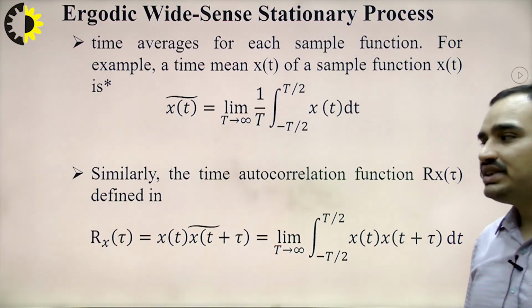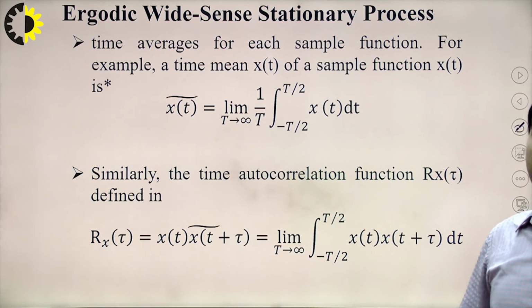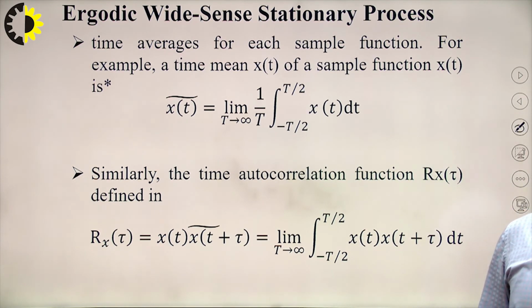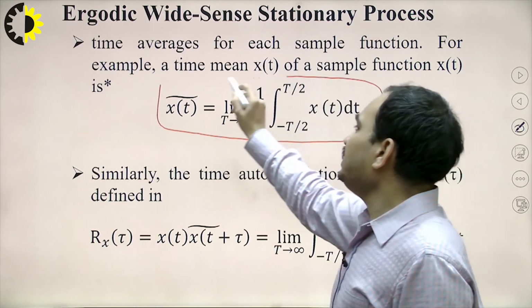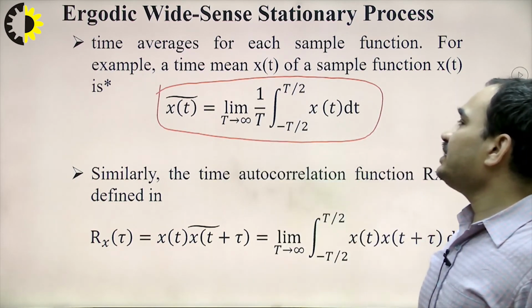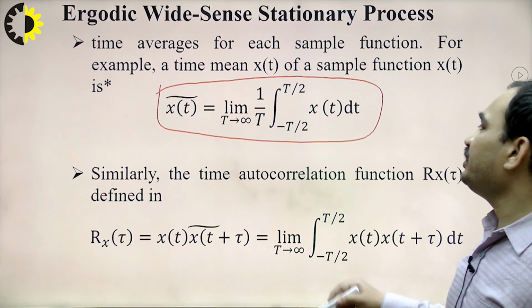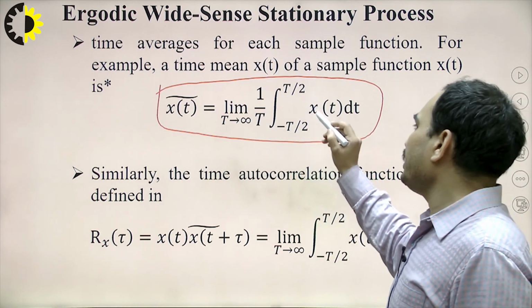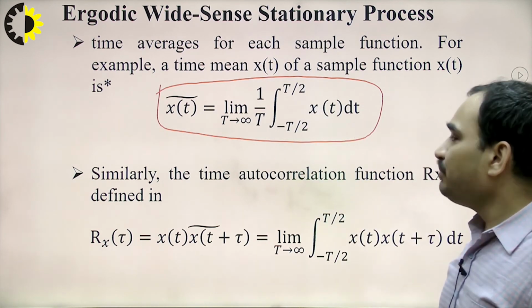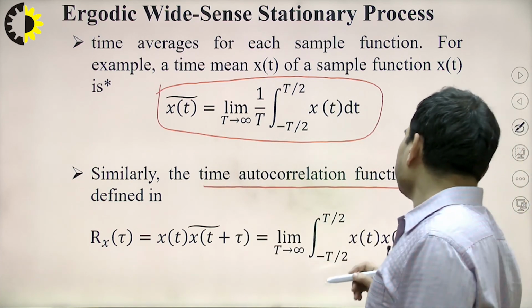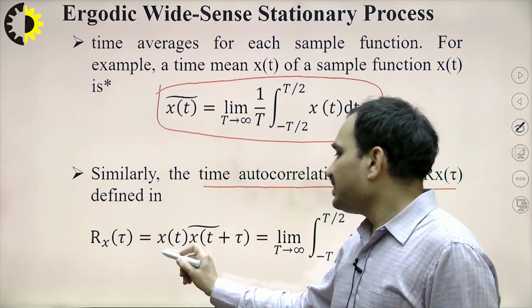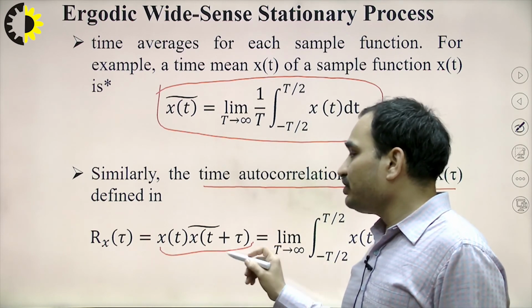Now the next is the ergodic process. We can find the time average of each sample function, that is, the time average of x(t): limit T tends to infinity of 1 by T integration from minus T by 2 to plus T by 2 of x(t) dt. Similarly we can find the time autocorrelation function, R_x(tau), which is defined as the autocorrelation function for the time.